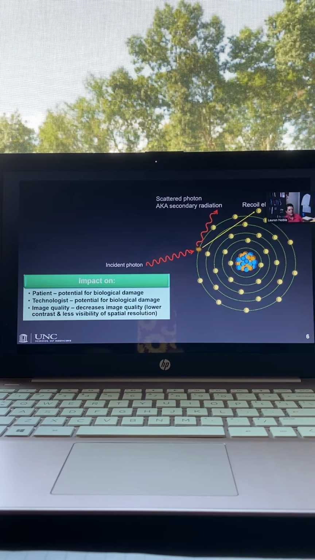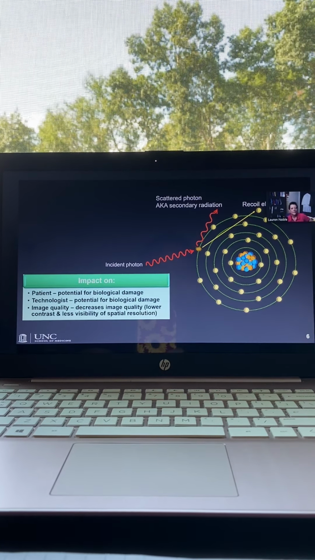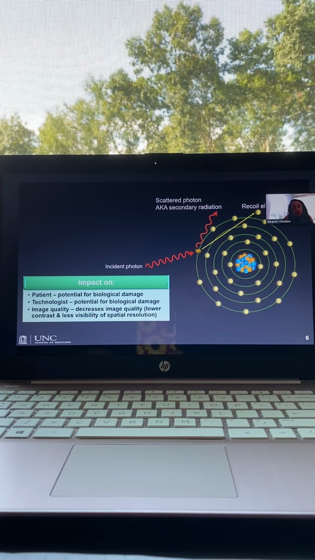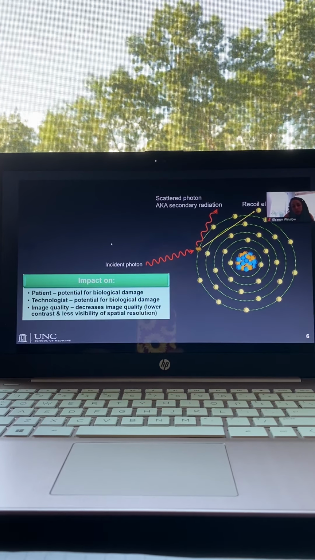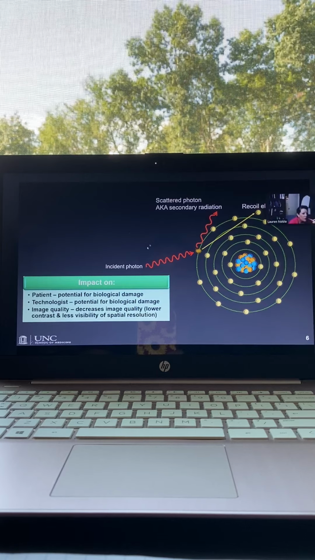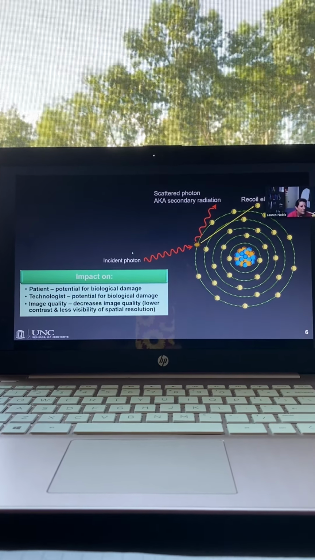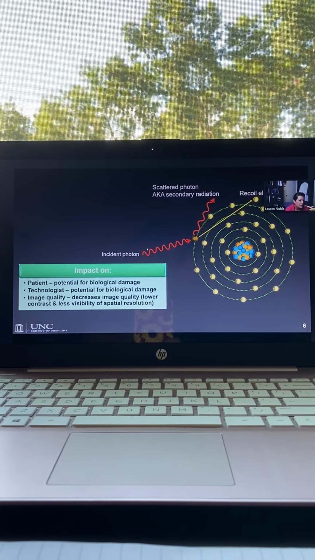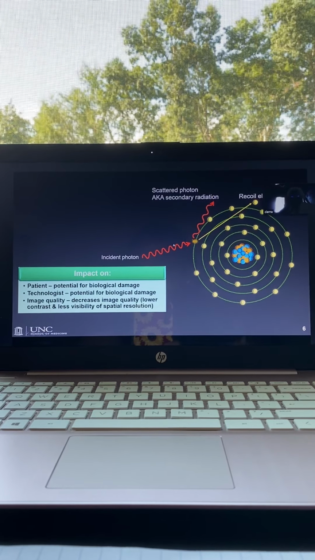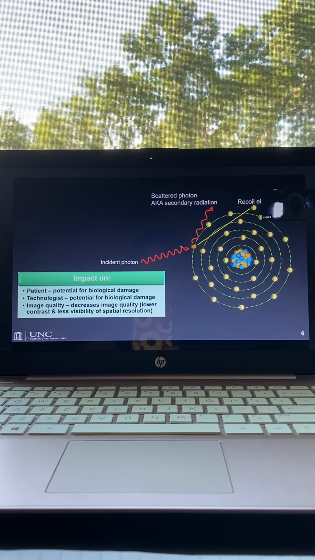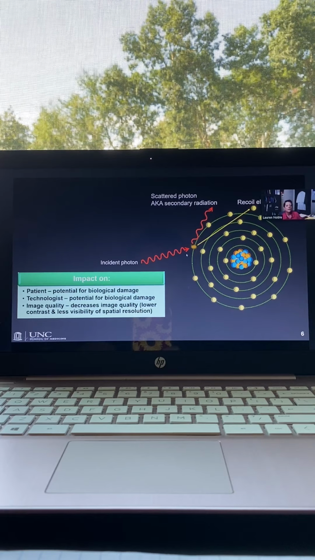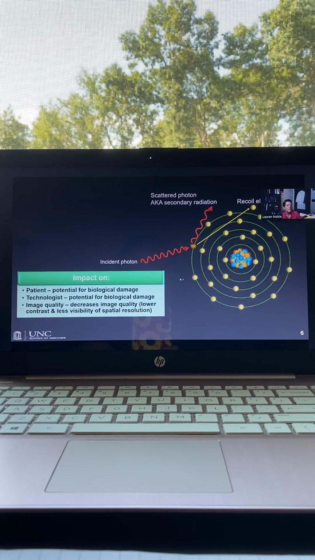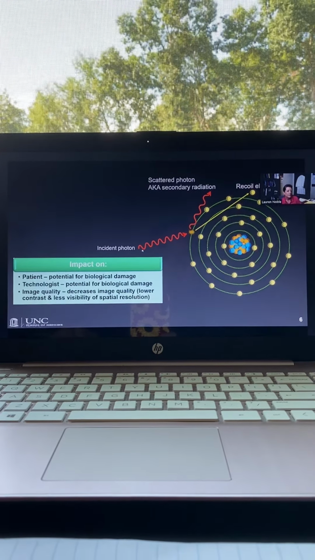Why? Because it can mess with our electrons in our bodies. I'm sorry, I couldn't quite hear. I said it could probably mess up the electrons in our body. Okay, and how can it do that? Because this is in the patient's body. But you're right.